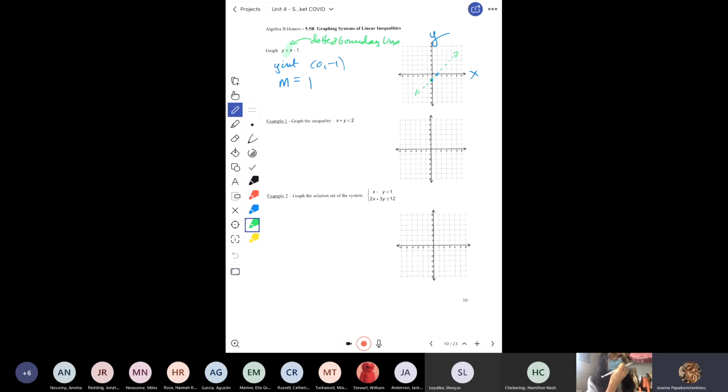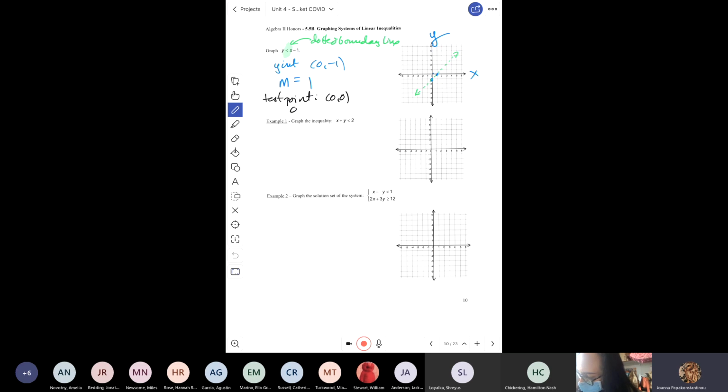And I have to shade. Now, am I going to shade up and to the left or down and to the right? Down and to the right. But what if you didn't know that? What could you do to figure out where you're going to shade? Yeah, pick a test point. And what point do we like to choose unless it's on the boundary? (0, 0).